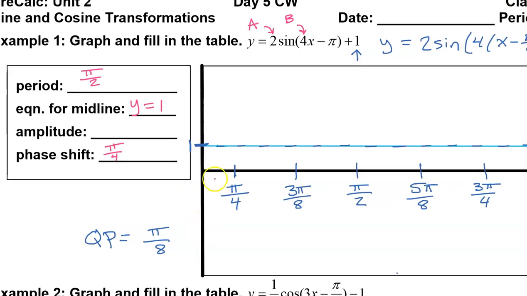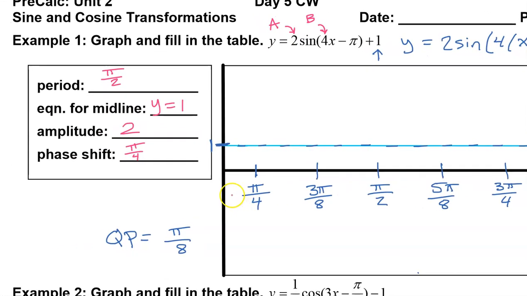Now it's time to pay attention to the amplitude. This a value is going to tell me the amplitude. The amplitude is always positive, by the way. So the amplitude is going to be 2. But even if this were a -2, I would still put +2 for the amplitude. The amplitude tells you how far above and below the midline the graph will go. So since the amplitude is 2, that tells me I need to go 2 units above the midline.